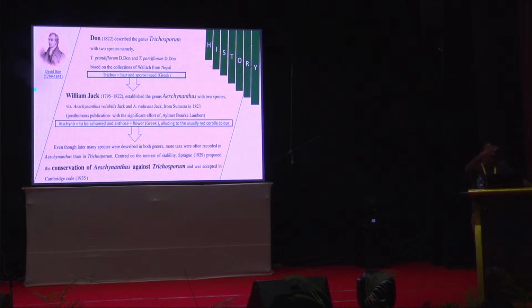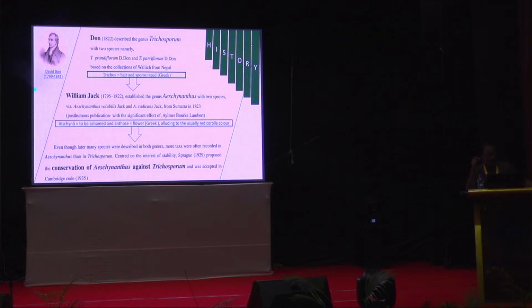Maybe none of the students here are at that age group, but Jack described it, and his total lifespan was 1795 to 1822, only 27 years. He lost his life at that time, but he established the genus Aeschynanthus with two species from Sumatra, Aeschynanthus volubilis as well as Aeschynanthus radicans.